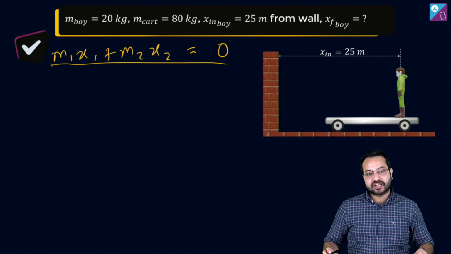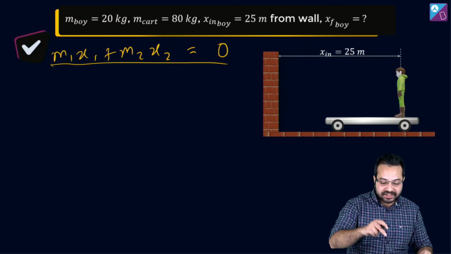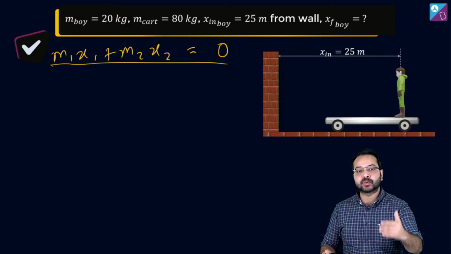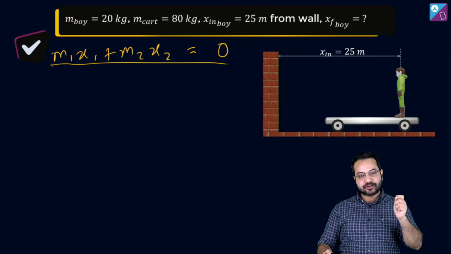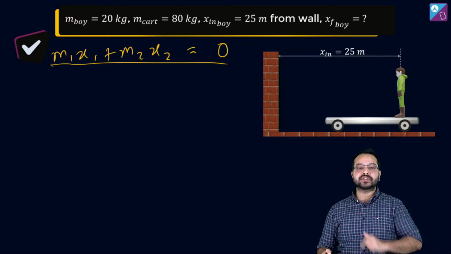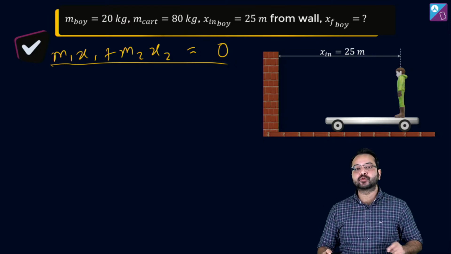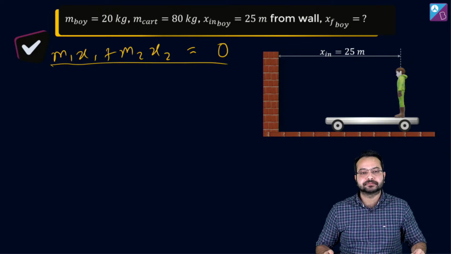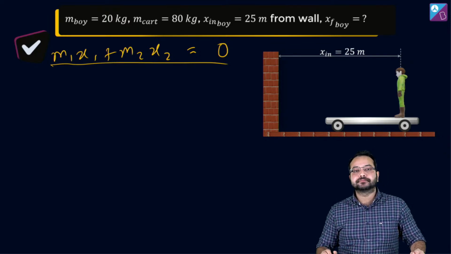Now you tell me, if I'm writing this equation, what is x1 and x2 with respect to? Okay, what is x1 and x2 with respect to? Can you answer that question? In this equation I have written x1 and x2 are displacements, fine, but what are they with respect to? Can you answer that?